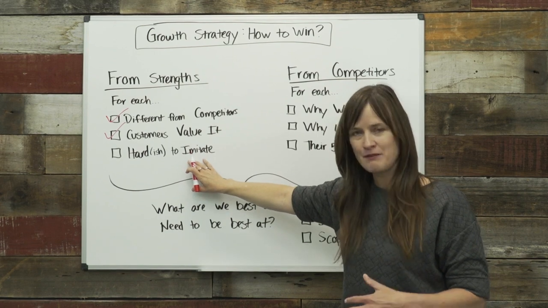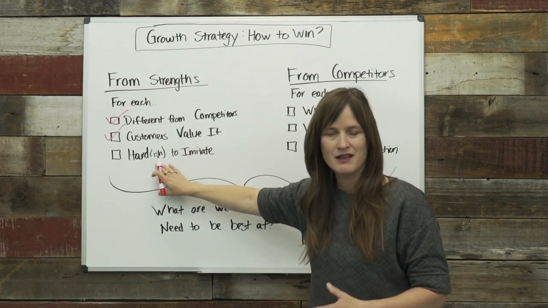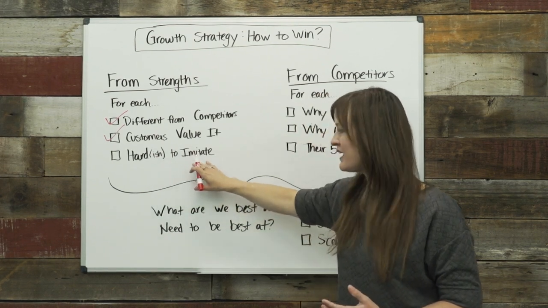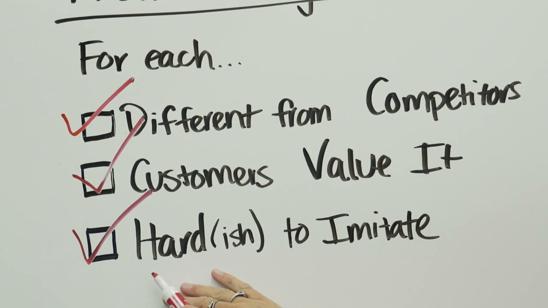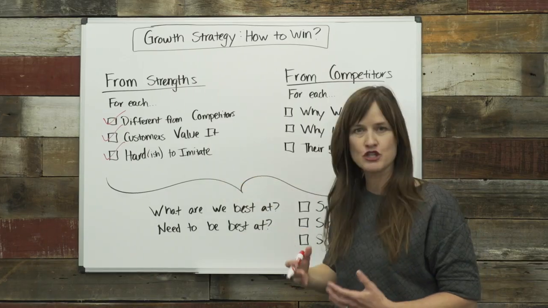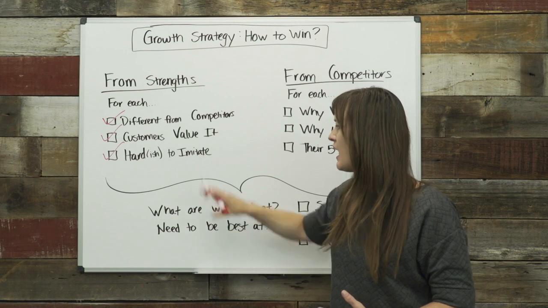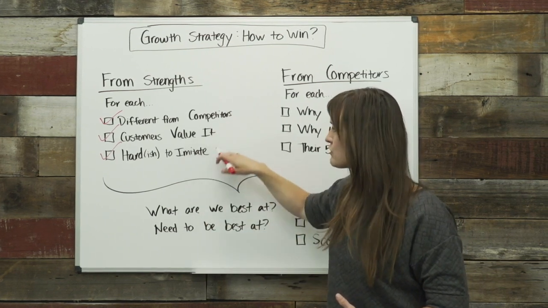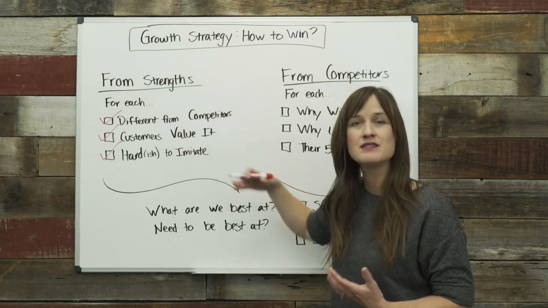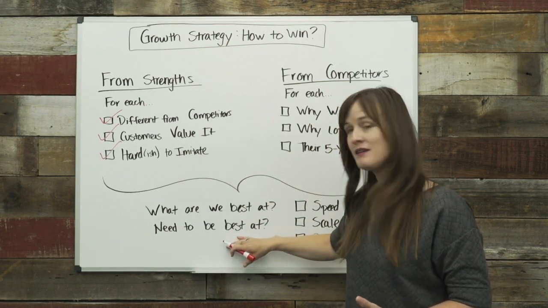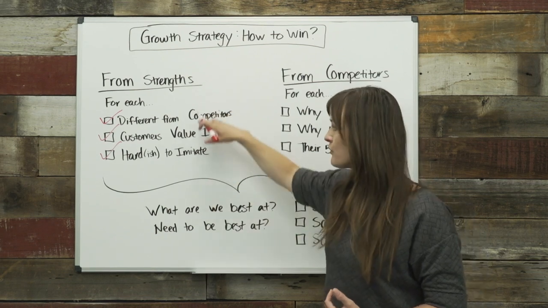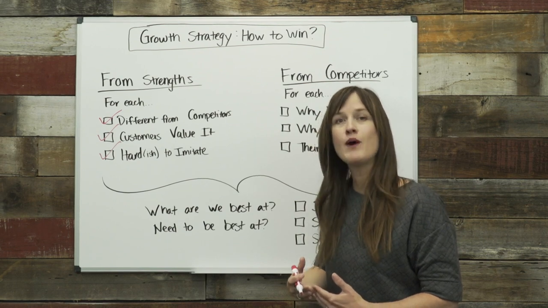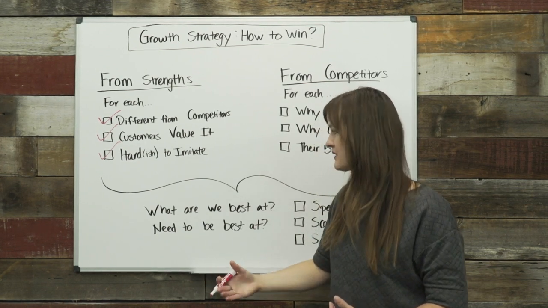Is it hard to imitate, or I said hard-ish to imitate, because actually everything's imitatable really at the end of the day, but hard-ish to imitate. If the answer is yes, we're going to check the box. So that particular strength, maybe it's your brand, let's just use that as an example, would then be considered a competitive advantage. If you answer no to any of these, then that strength is not a competitive advantage, but maybe it needs to be. So you would go through that for each of your strengths to determine what are your current competitive advantages and what might they need to be. So that's part one.